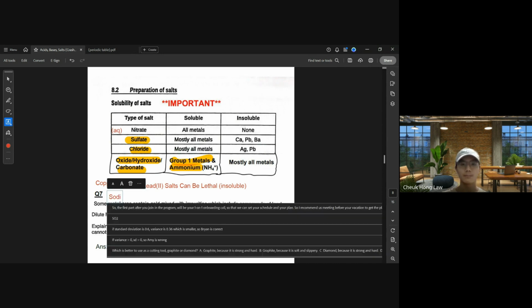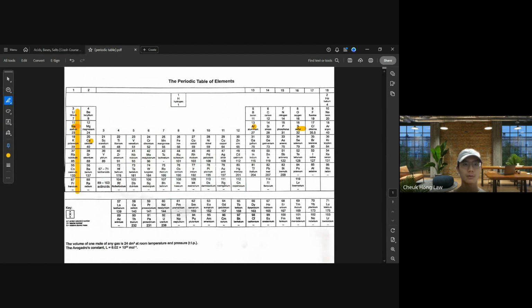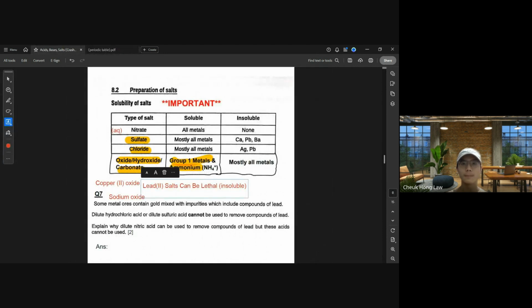But if I give you sodium oxide. Sodium is actually from group 1, right? If we look at the periodic table, sodium is here, group 1. So it's soluble. So sodium oxide, sodium hydroxide, sodium carbonate, they're all soluble. Then also ammonium. Ammonium oxide, ammonium hydroxide, and ammonium carbonate, they are all soluble in water.